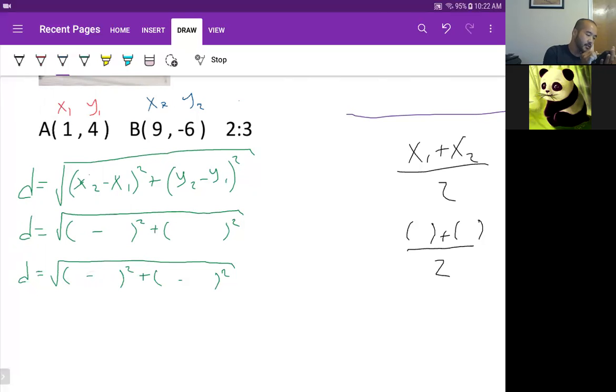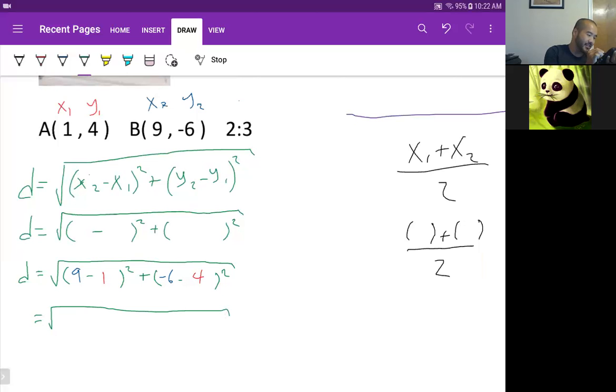So X2 is 9, Y2 is -6. Then the red ones you have Y1 is 4, and then Y2 is -6. Wait, no, what goes here? X1 is 1. Okay, that's distance formula. That's like the main place you can mess up is putting those in the wrong place. So don't put them in the wrong place. Use colors if it helps.